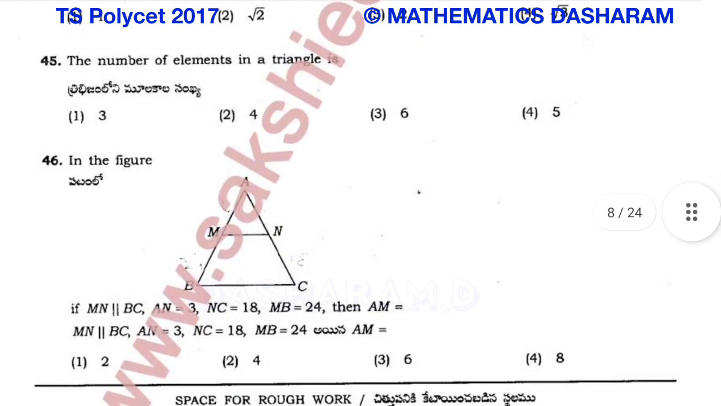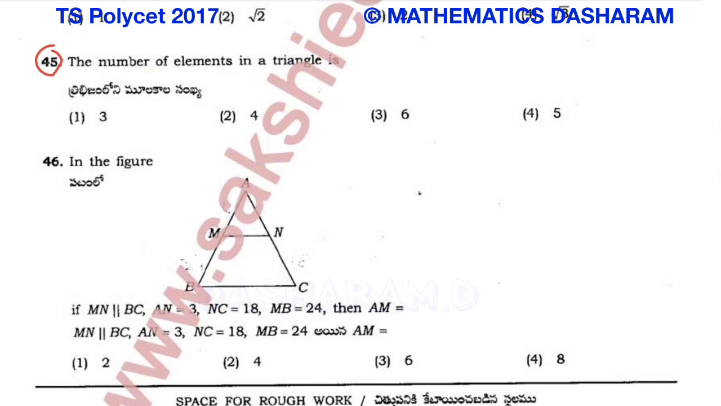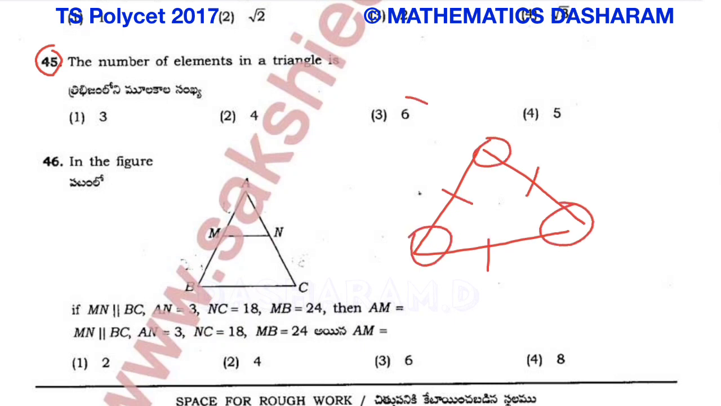Next question 45. The number of elements in the triangle is. So triangle elements means sides and angles. So total 3 sides, 3 angles, so total 6. Option 3 is correct.